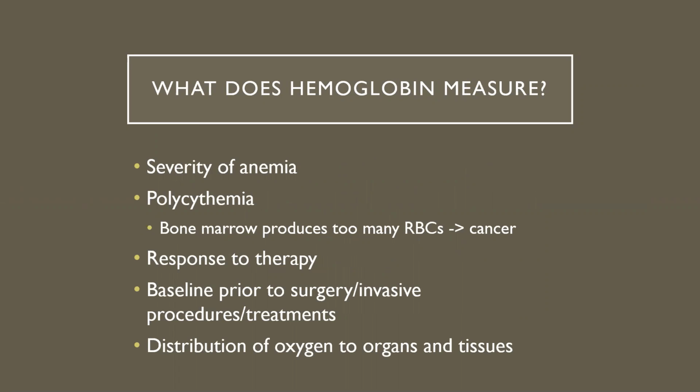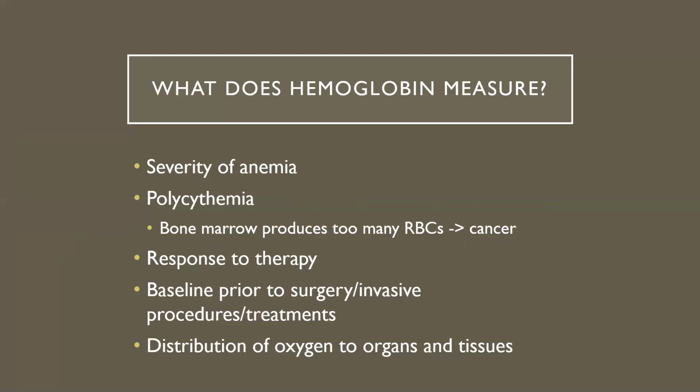We can identify if there is a patient that might have too many red blood cells, maybe related to patients having cancer, in which we'll see polycythemia. We might see our hemoglobin change as a response to therapy. So maybe they were anemic and had received some packed red blood cells. Maybe they had a bleed and we were able to clip it or fix the cause of the bleed.